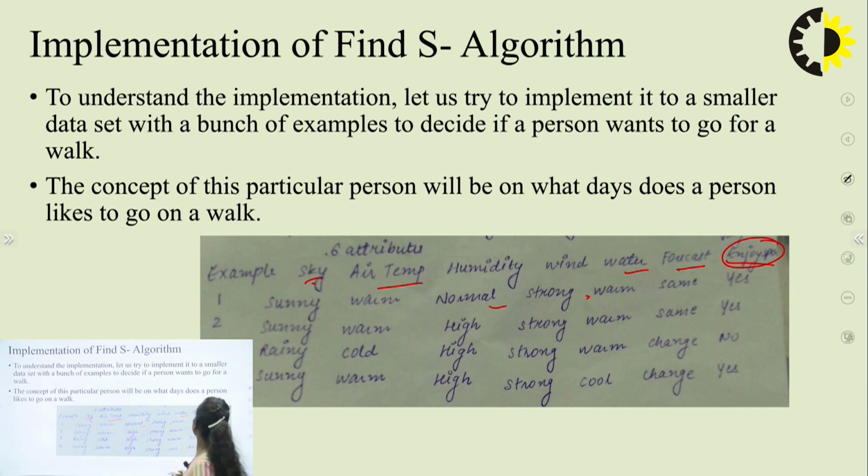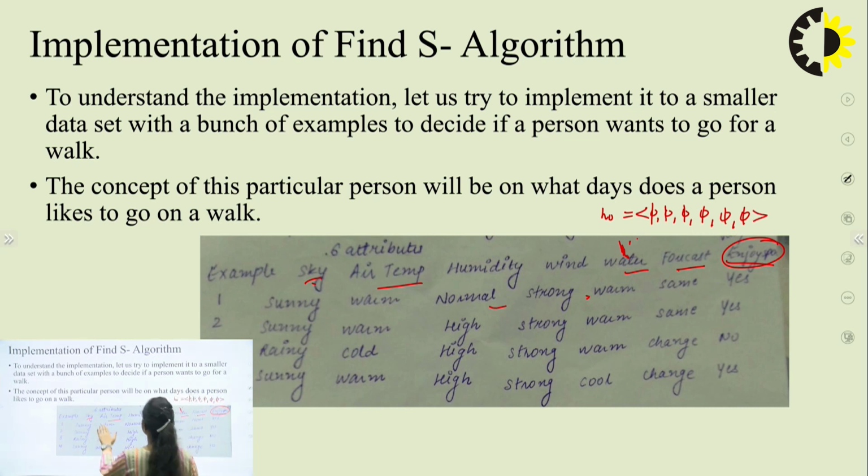Okay, so basically, we will start from H0, which equals phi. We have 6 attributes: sky, air temperature, humidity, wind, water, forecast. These are the 6 attributes. That's why we use 6 phi's. This is the most specific hypothesis. Now, for the first iteration, yes, this algorithm only considers positive examples.